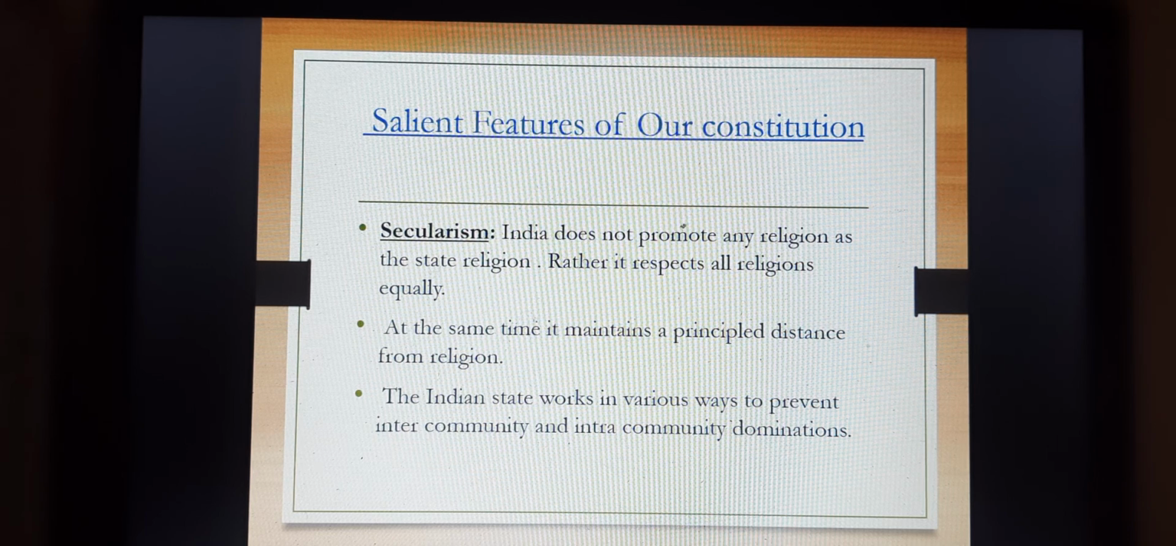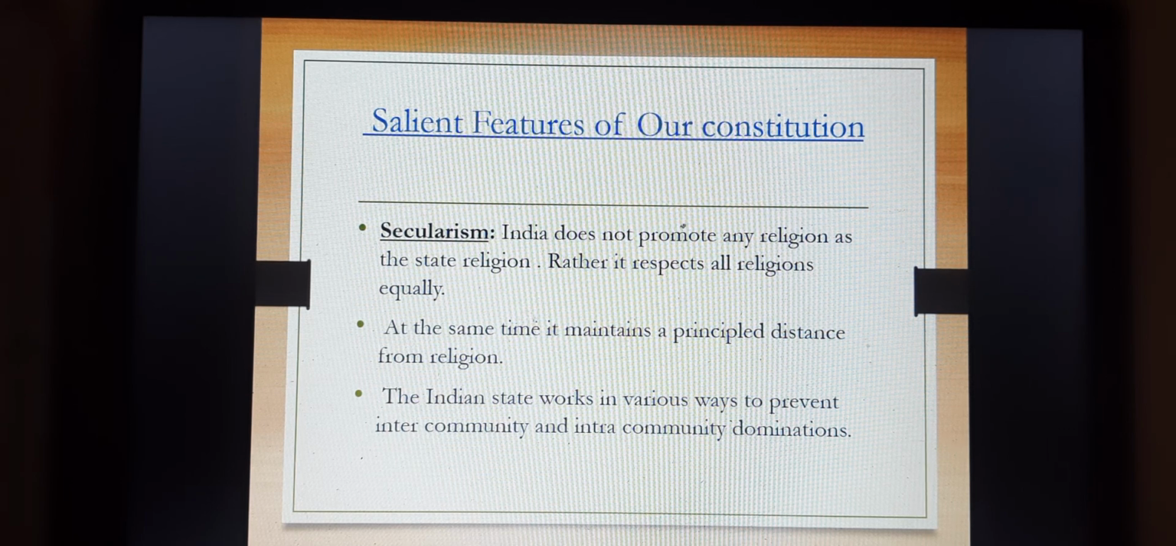We all say that we have one religion, Hinduism. There is no such thing called Hinduism. We are all Sanatan, from the one father, from the very beginning. Rather, it respects all religions equally. So those who don't respect all religions are not respecting the constitution of India.